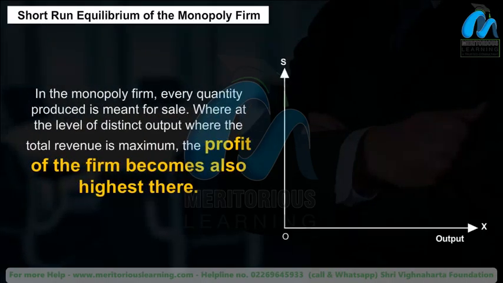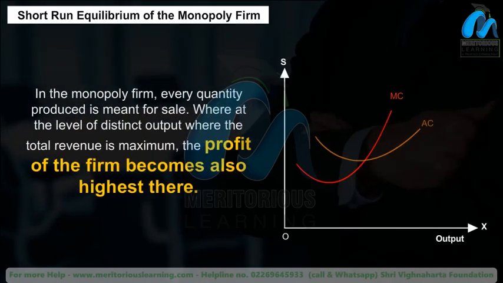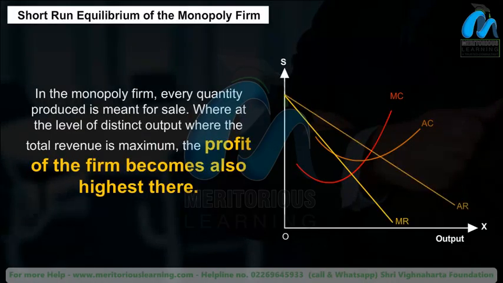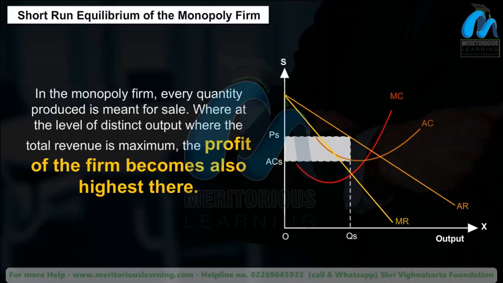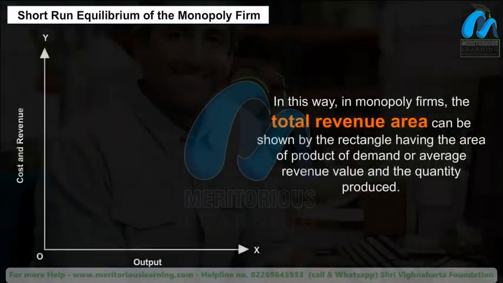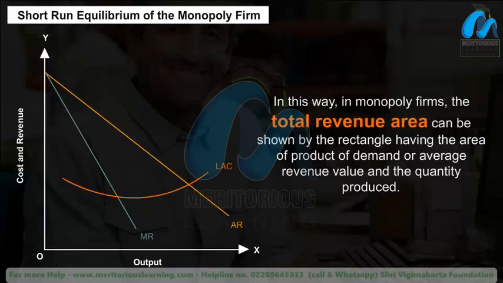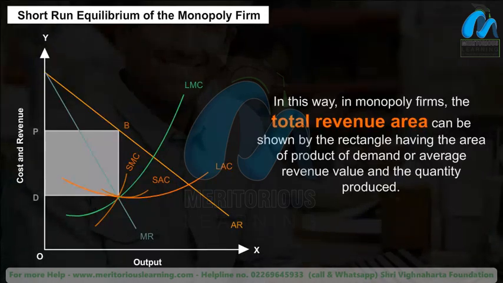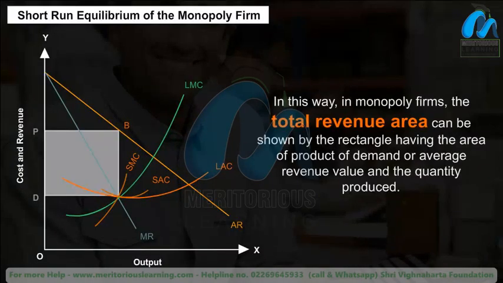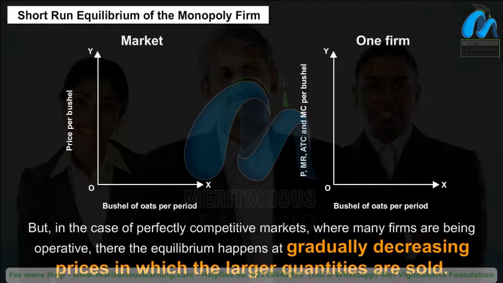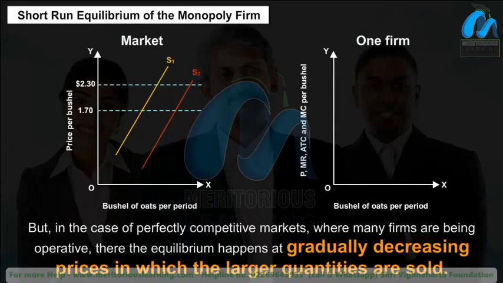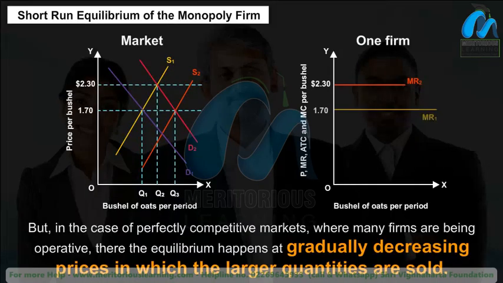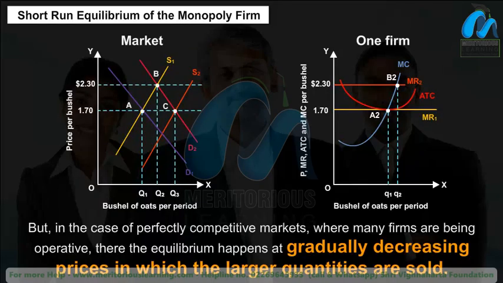In the monopoly firm, every quantity produced is meant for sale, where at the level of distinct output, where the total revenue is maximum, the profit of the firm becomes also highest there. In this way, in monopoly firms, the total revenue area can be shown by the rectangle having the area of the product of demand or average revenue value and the quantity produced. But in the case of perfectly competitive markets, where many firms are operative, the equilibrium happens at gradually decreasing prices in which the larger quantities are sold.